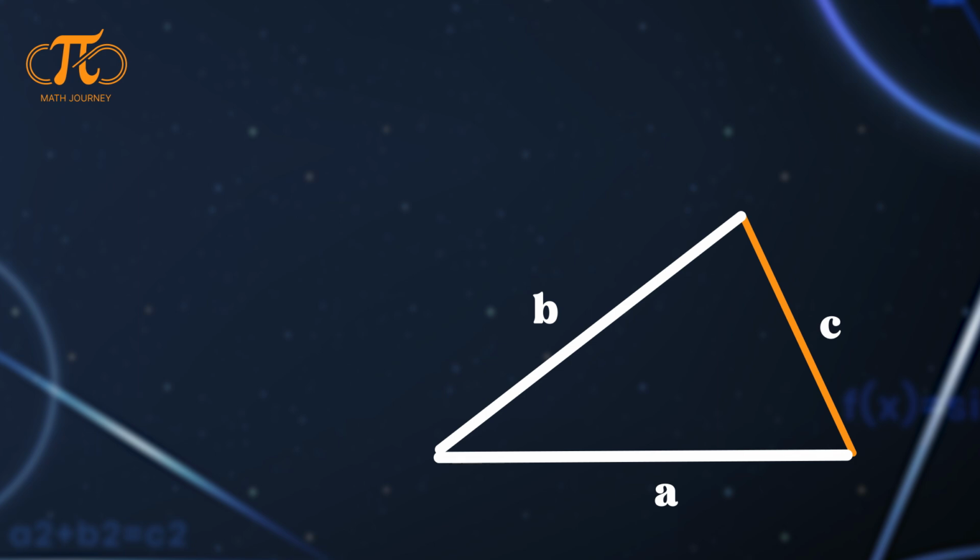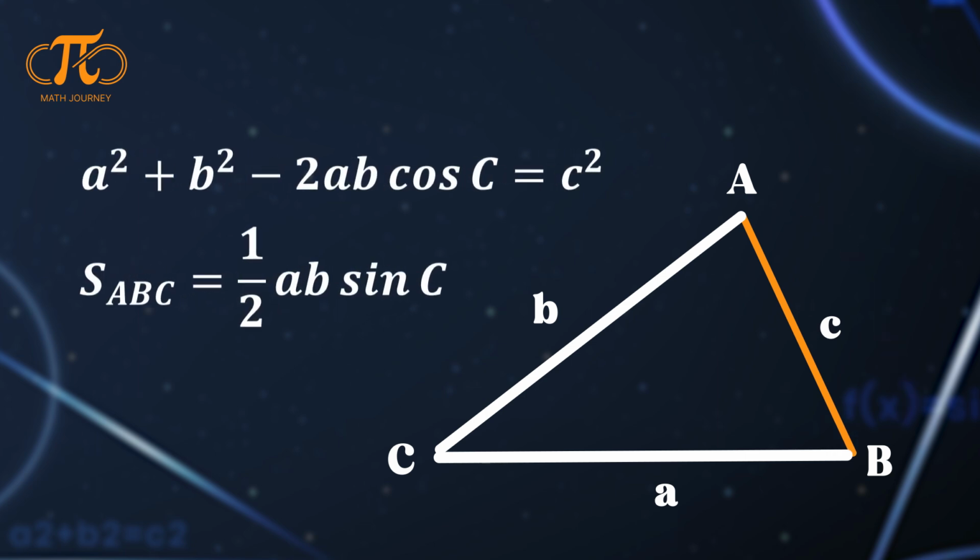Now let's talk about the cosine law, which relates the sides of a triangle to the cosine of its angles. According to this law, if we know two sides and the angle between them, we can find the third side. The formula goes like this: a squared plus b squared minus 2ab times the cosine of the angle equals c squared. Let's see how this applies to our problem.